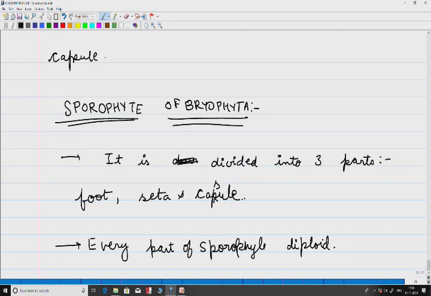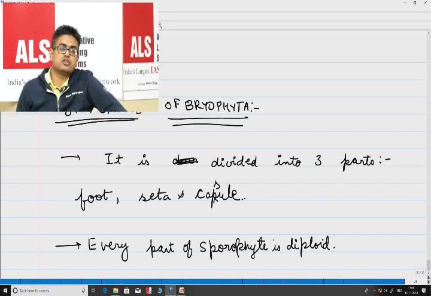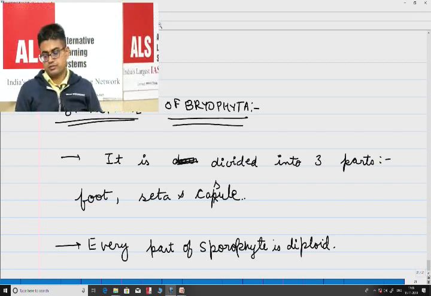It is diploid. But when meiosis is going to happen, the diploid spore mother cells will be changed into haploid cells. Next point.